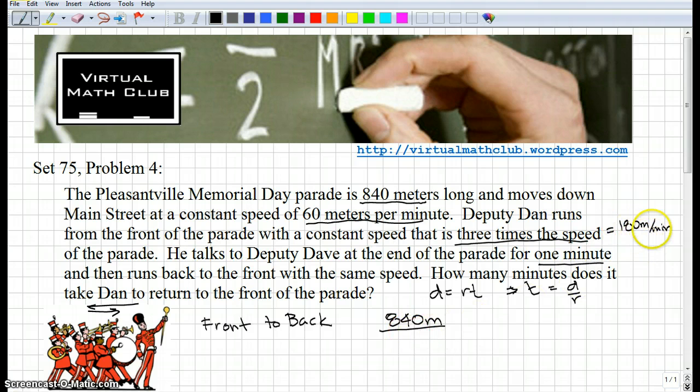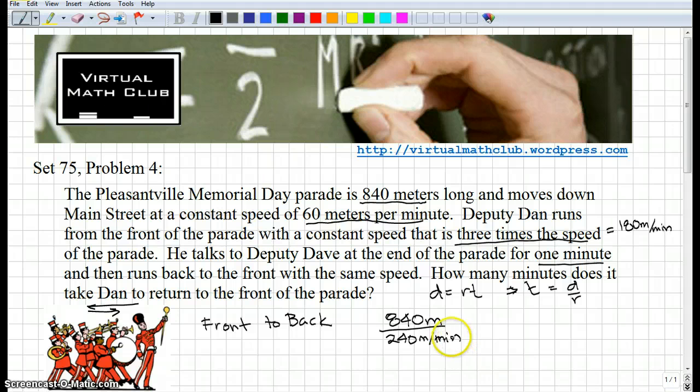So he's going 180 meters per minute with respect to the ground, but relative to the parade, he's actually going 240 meters per minute. Okay, so that's the 180, Dan's speed relative to the ground, and 60 is the parade speed relative to the ground. So in this case, their speeds are going to add, because the parade is moving past him on its own at 60 meters per minute, so it's going to make it seem like he's going past it faster.